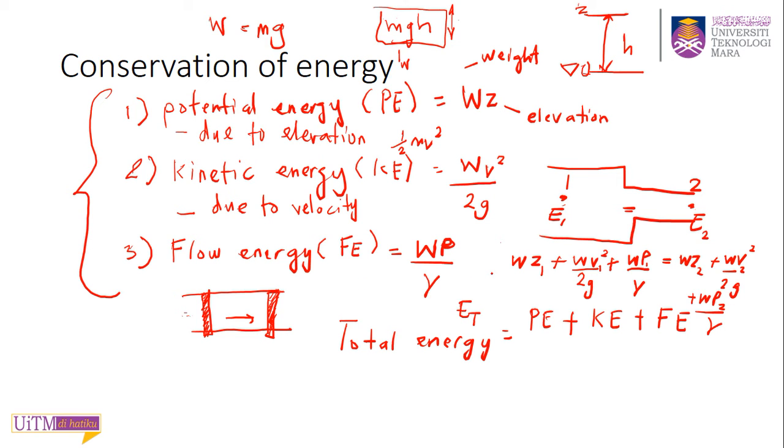And because you have the similar weight, the fluid has a similar weight, the W is the same. That means you can cancel it out. So there are three terms at the right hand side and also three terms at the left hand side with the same W. So you can cancel out the W. That means it will give you the last equation.